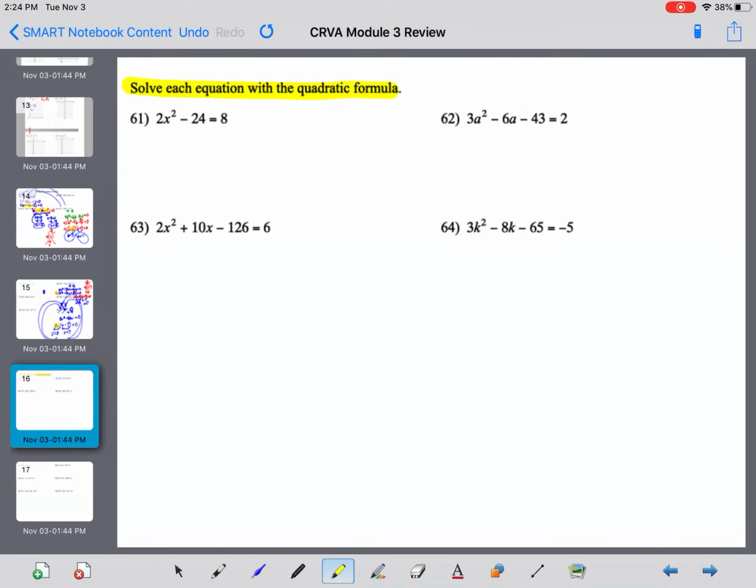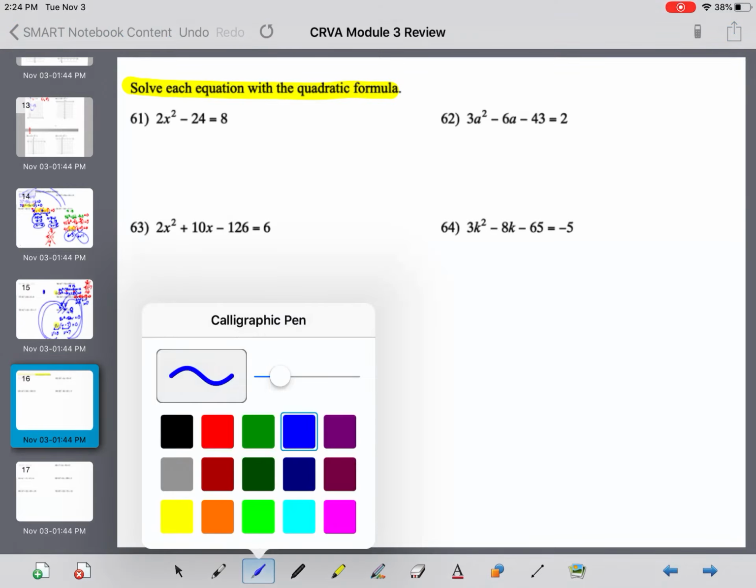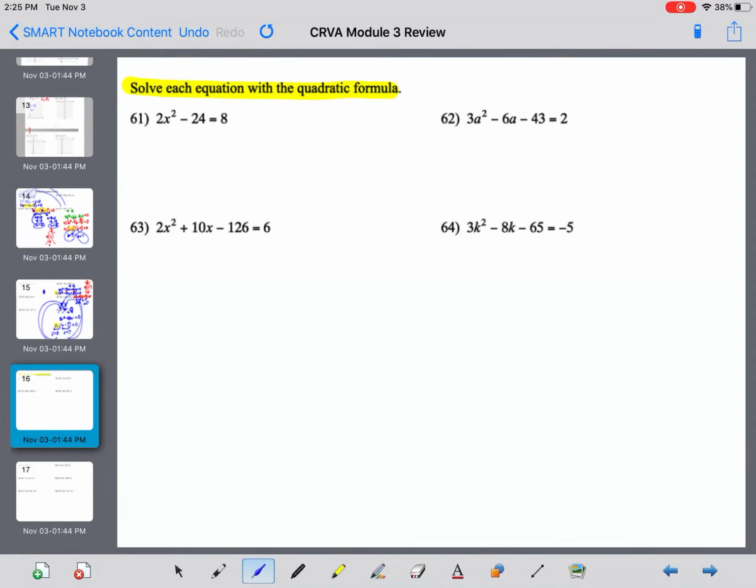All right, try number 61. The directions say solve each equation with the quadratic formula. It's a good tool to always be able to use for solving a quadratic equation. So we have to set it equal to 0 before we do that, though. So we get 2x squared minus 32 equals 0.